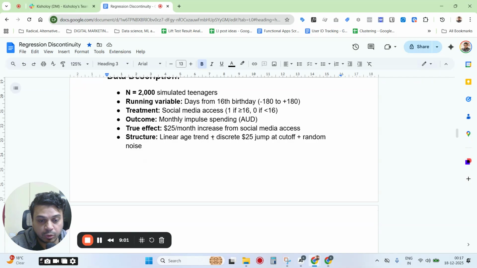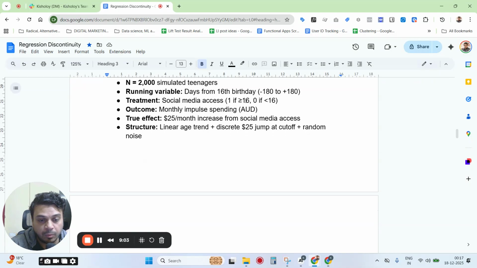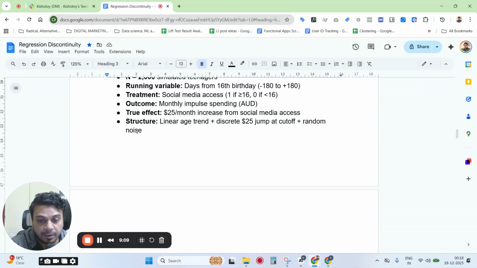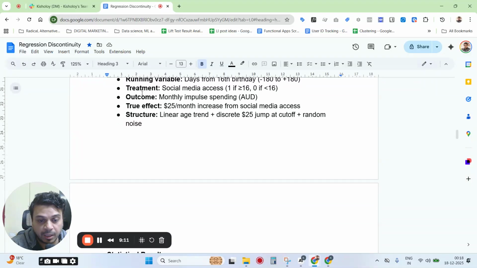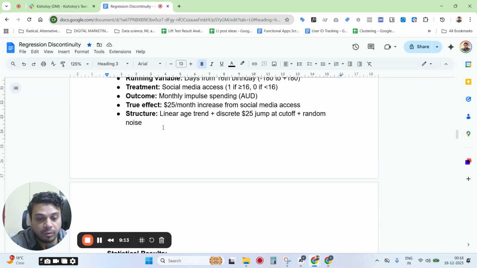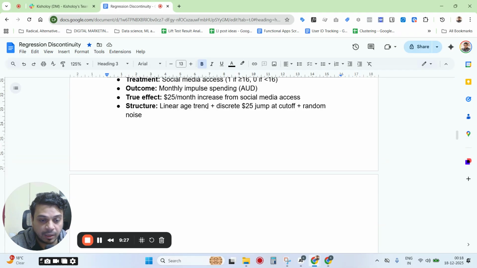Treatment: social media access, 1 if age is greater than 16, 0 if it's less than 16. Outcome: monthly impulse spending. The true effect, we do know, is 25 (in thousands, or you can imagine millions), so a 25,000 per month increase from social media access. The structure is a linear age trend, a discrete jump, and then some random noise.